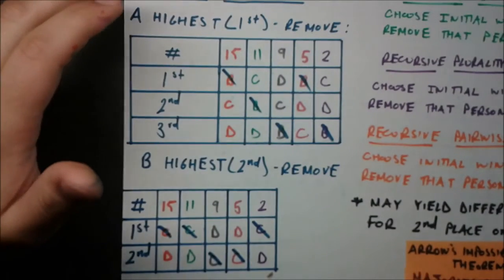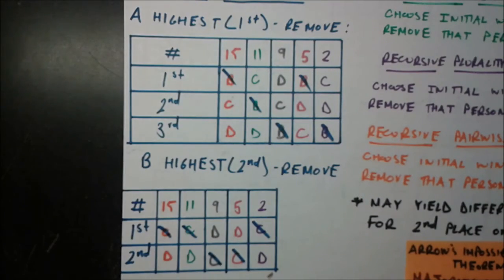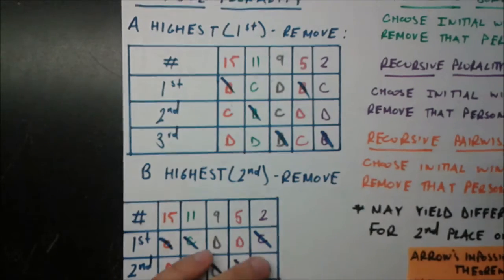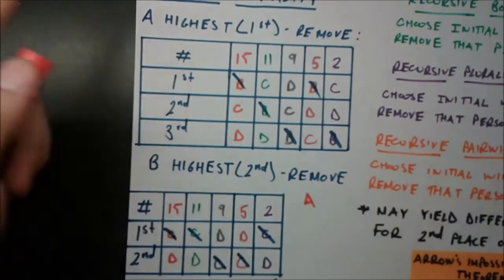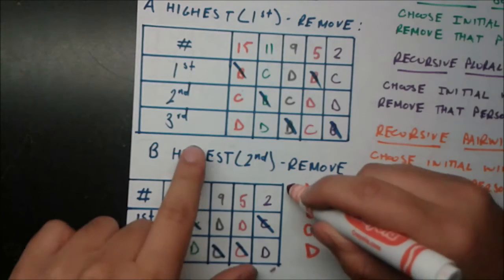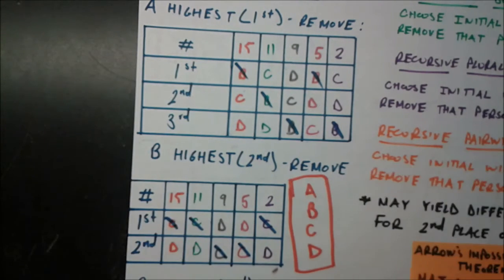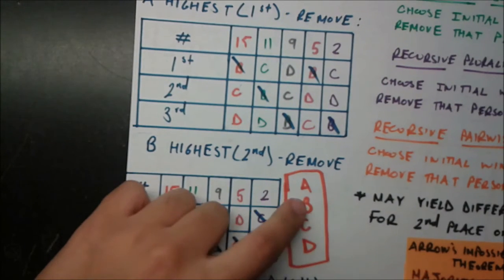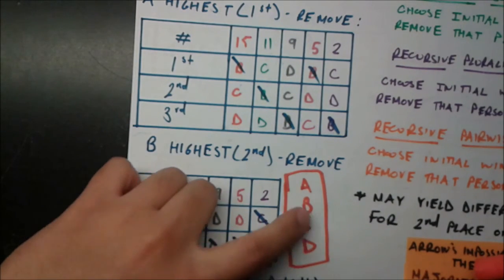So this is recursive, and now it's a little bit different because what's the ranking in this case? Who got first place? A is still first place. Who got second place? B. Who got third place? C. And who got fourth place? D. So under the recursive plurality method, we have A, B, C, D as our ranking. So first, second, third, fourth.